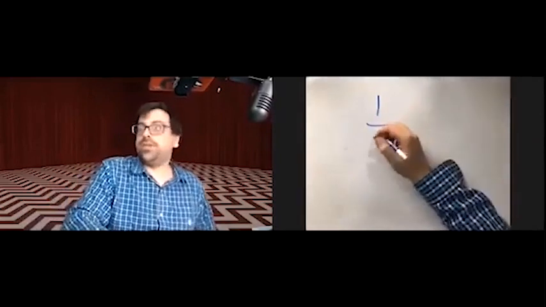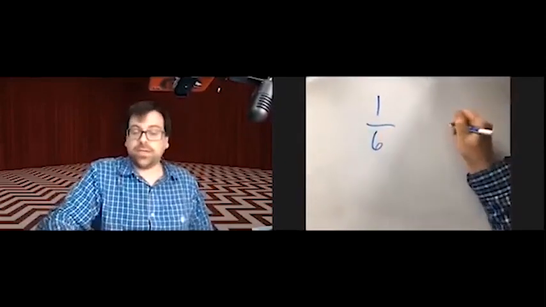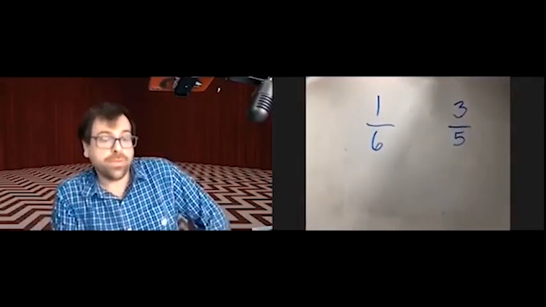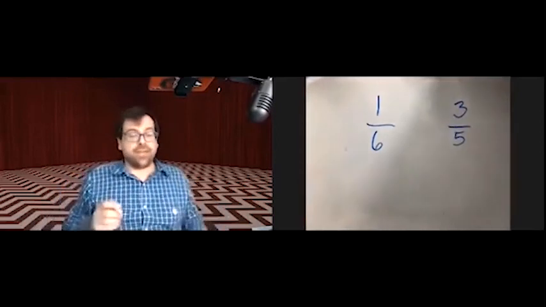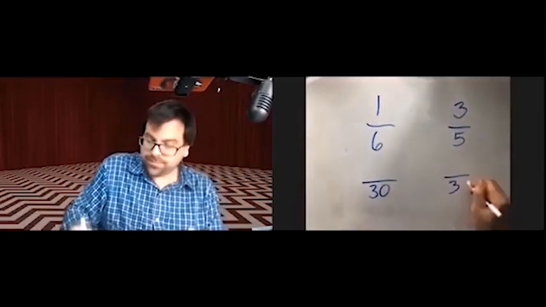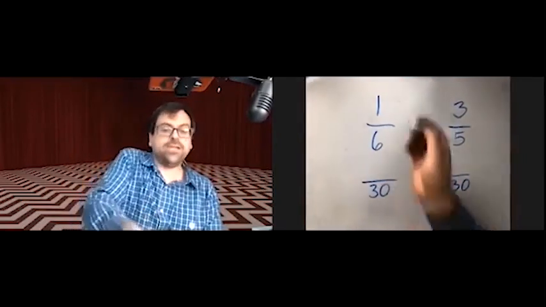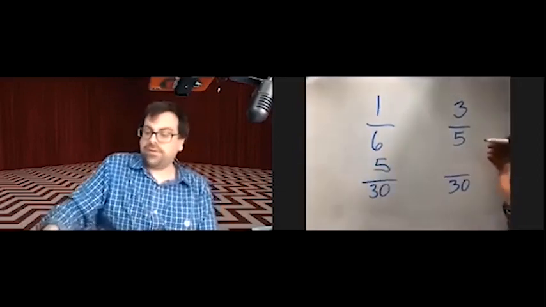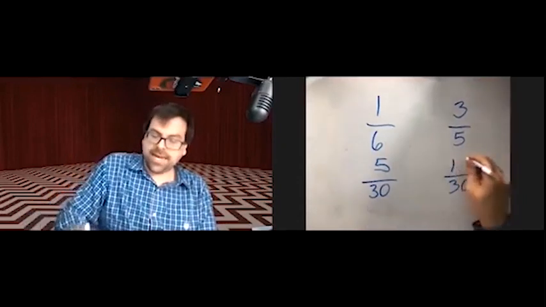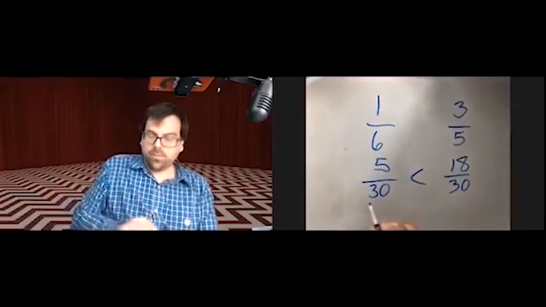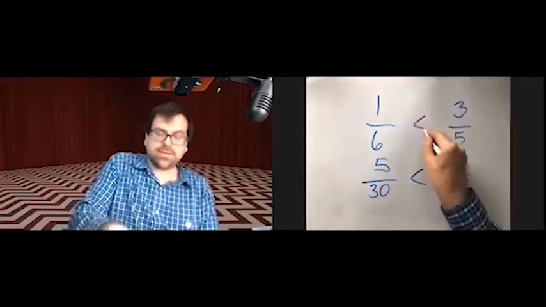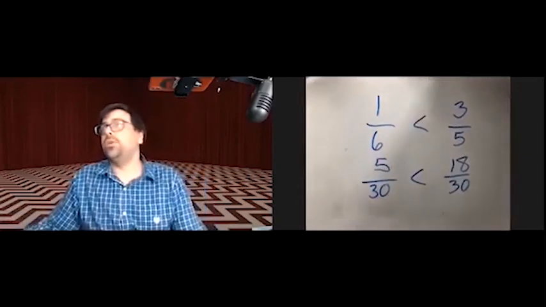And just like with addition and subtraction problems, sometimes we only need to change one of the numbers. Sometimes we need to change both. 6 and 5 would have a denominator of 30. 6 times 5 is 30. 1 times 5 is 5. 5 times 6 is 30. 3 times 6 is 18. Once the 30s are the same, we can compare 5 is less than 18, so 1/6 is less than 3/5.